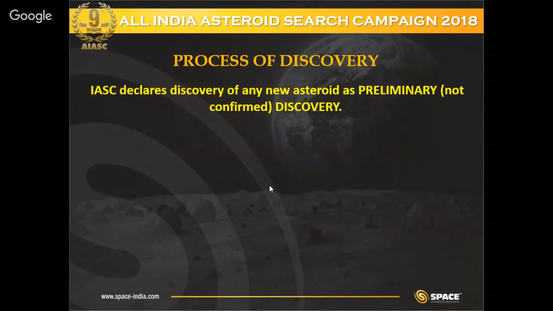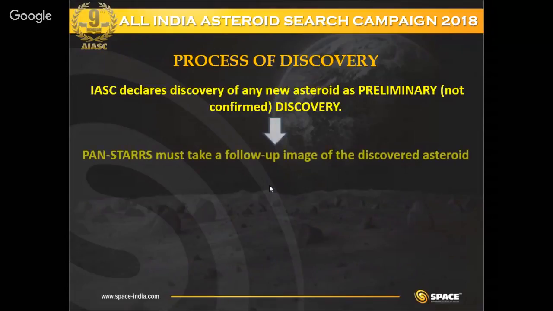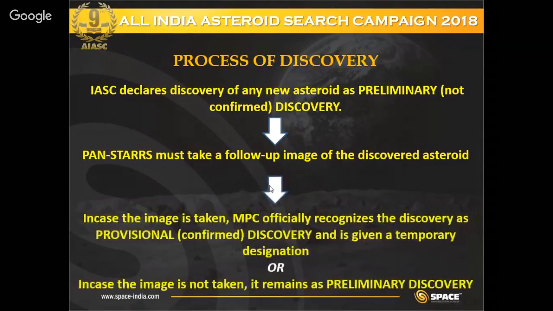Now, how does discovery happen? When IASC finds something as a possible asteroid, it declares that discovery as a preliminary discovery, but this is not a confirmed discovery. Pan-STARRS must take a follow-up image of the discovered asteroid. When Pan-STARRS takes a follow-up image of the same area of the sky, and is able to take the image, the MPC, that is Minor Planet Center, officially recognizes the discovery as a provisional discovery and gives it a temporary designation. Or in case the image is not taken, it remains a preliminary discovery.